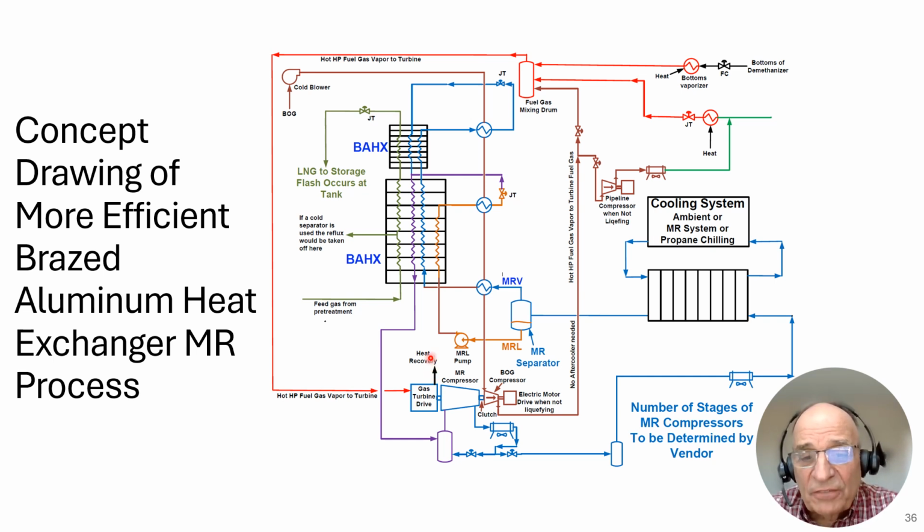Now you have exhaust from your turbine. You can do heat recovery, and there are many different things you can do with that heat recovery. You can generate electricity by driving a steam generator. There are many different things you can do. And you're also going to need, at times when you're not liquefying, an electric motor to drive this boil-off gas compressor.